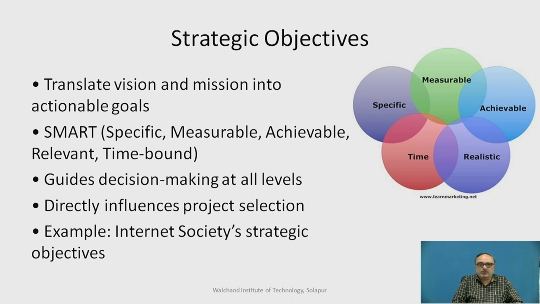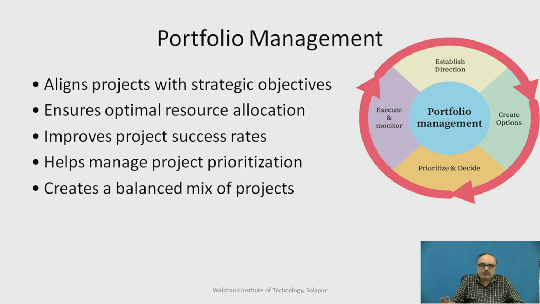The strategic objectives translate the vision and mission into actionable goals that are specific, measurable, achievable, relevant, and time bound, that is, SMART. They guide decision making at all levels. They are all interlinked and directly influence the project selection. An example is the Internet Society strategic objectives. So, all of that is very critical in working out the project activity.